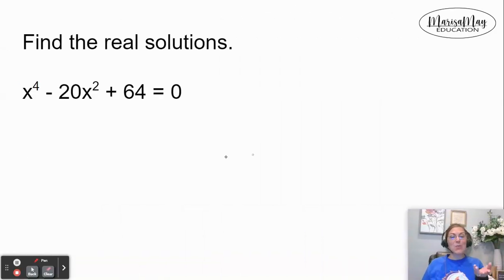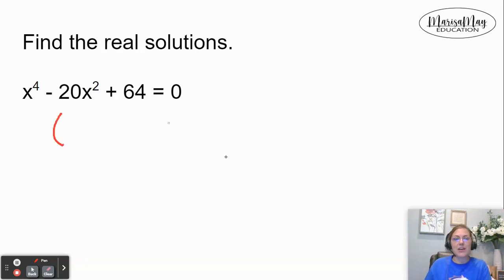In this video, we're going to be looking at solving equations that are x to the fourth minus 20x squared plus 64. So they're trinomials, meaning they have three terms. But normally when we have a trinomial, it's x to the second as the highest exponent. This one has an x to the fourth. But we're going to solve it the same way.